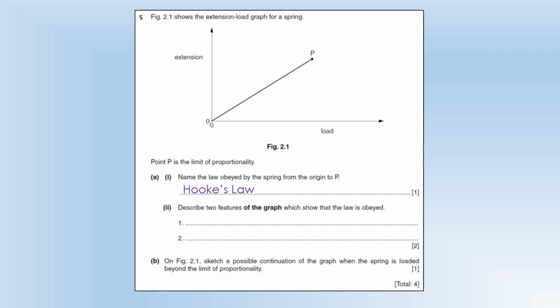Describe two features of the graph that show the law is obeyed. It's a straight line and it passes through the origin. Sketch a possible continuation of the graph when the spring is loaded beyond the limit of proportionality. So it's going to look like this. Once you go beyond the limit of proportionality, what you typically get is a lot more extension for the same force, which is why we see it curve up in that direction. So we get more extension for the same increase in load.